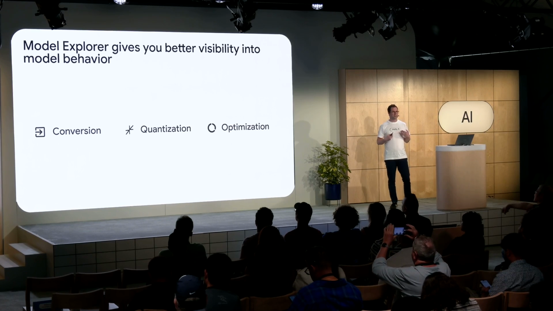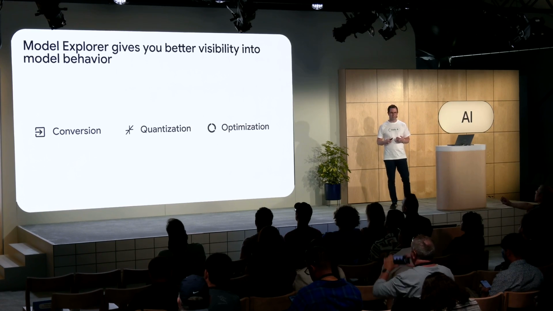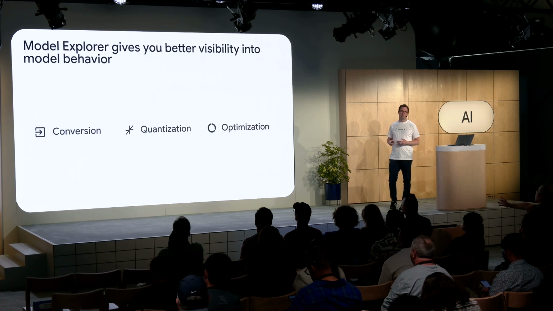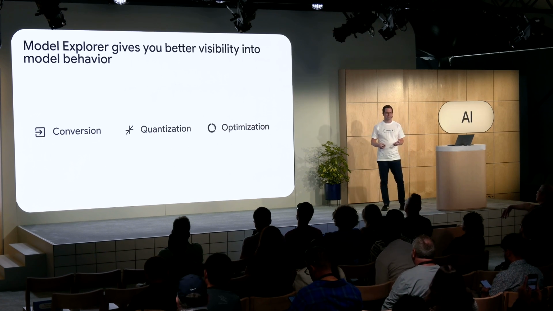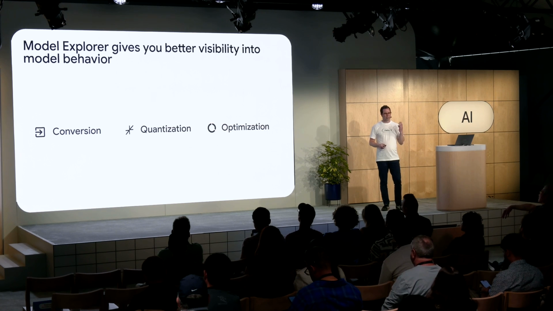Model Explorer gives you better visibility into model behavior. And better visibility means you can work faster, more accurately, and more collaboratively. Let's take a look at 3 common use cases when working with edge devices. First, conversion. Often, after you convert a model from one format to another, say PyTorch to TensorFlow Lite, it's really useful to validate that the architecture looks the way you expect and data is flowing between nodes correctly.